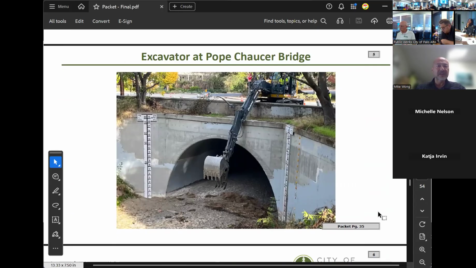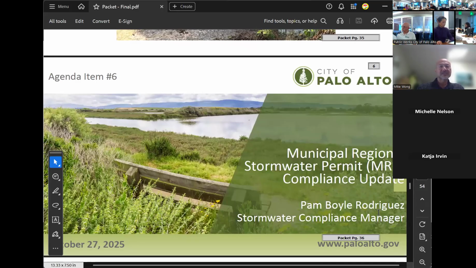Everyone remembers the big flood that we had several years ago and how much debris built up against the bridge there. And so we staged this excavator there to be ready at a moment's notice to pull out that debris to keep the water flowing. That concludes my presentation. Any questions?